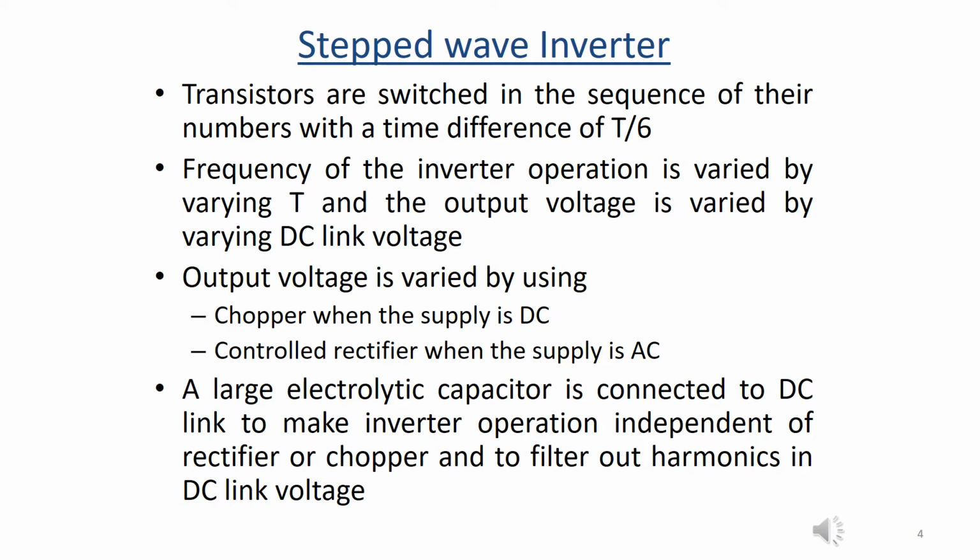If supply is AC, then we can use a control rectifier. By adjusting the firing angle alpha, we can vary the DC output voltage. Then normally a large electrolytic capacitor is connected to the DC link to make the inverter operation independent of the rectifier or chopper and to filter out harmonics in the DC link voltage.